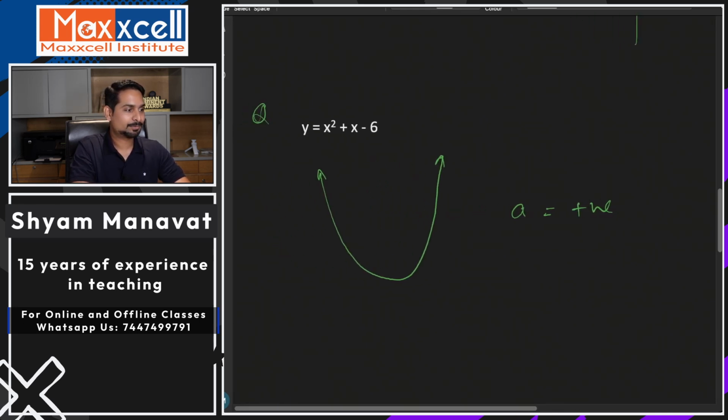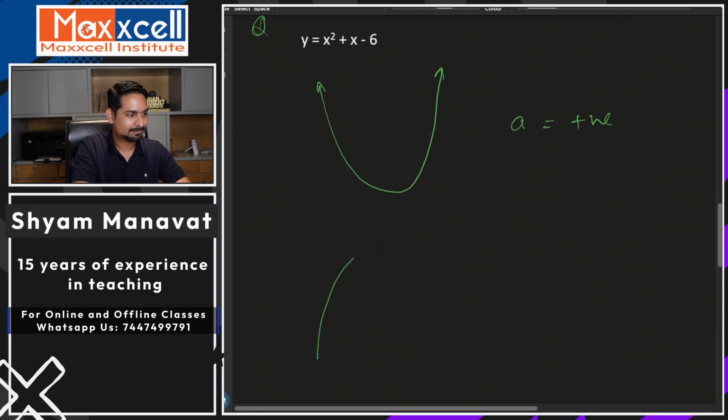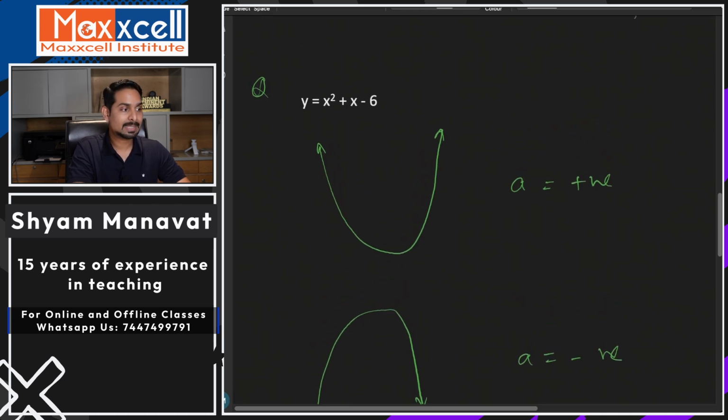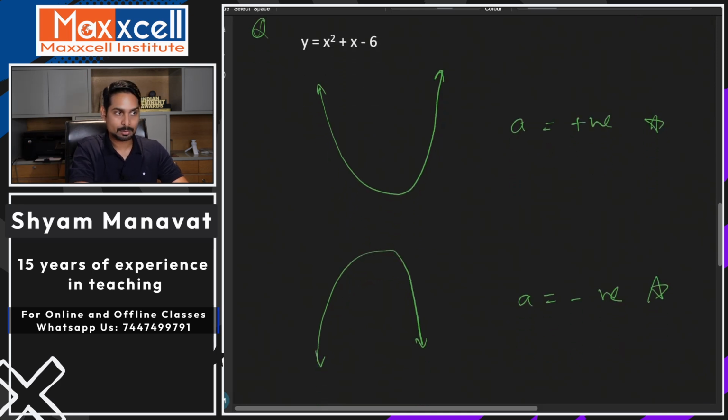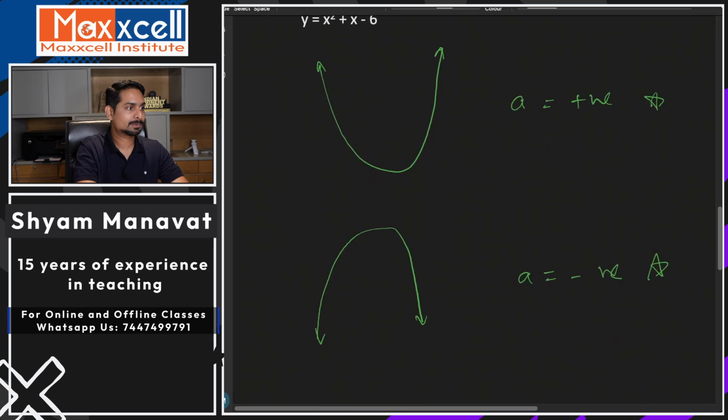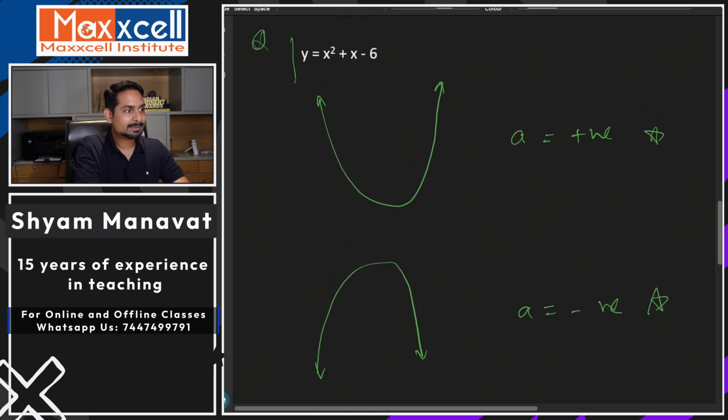If the coefficient of x square is negative, then it will be downwards. Keep this in mind. That's how you identify whether the parabola will be upward or downward. I hope this is fine with you. Note this, draw this. It's very important. Now, by looking at this equation, we understand that the parabola has to be upward because A is positive there.